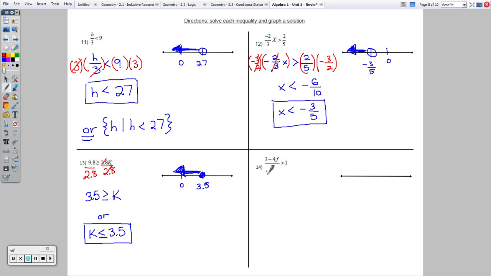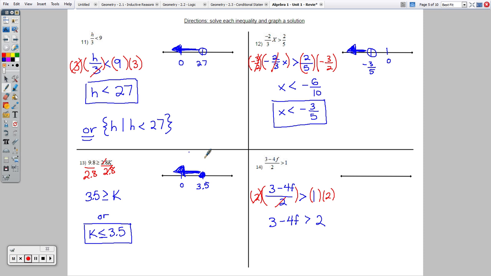Number 14, I'll rewrite that again so that the number is not in the way. What can I do from there? Well, I'm trying to get f by itself. To get rid of this divided by 2, I can multiply everything by 2. So let's do that first. Goodbye, 2's. And you're left with 3 minus 4f is greater than 2.